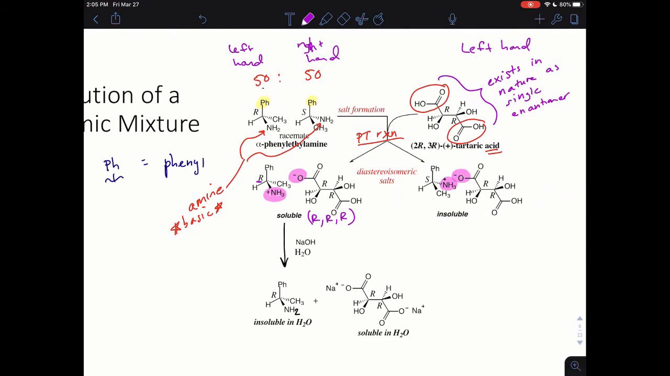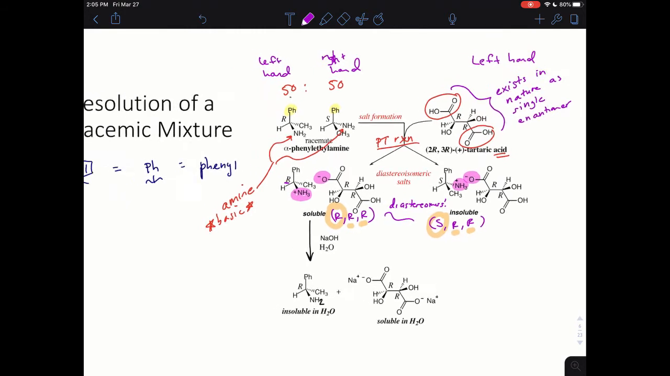And then over here on the right, we have S, the stereocenter at the alpha-phenylethylamine that we're trying to resolve, and then R and R. As you know, when you switch one stereocenter, but not all, so we have R to S, but these two R's stay the same, that makes diastereomers. You've switched some, but not all stereocenters. So yes, we have diastereomeric salts.